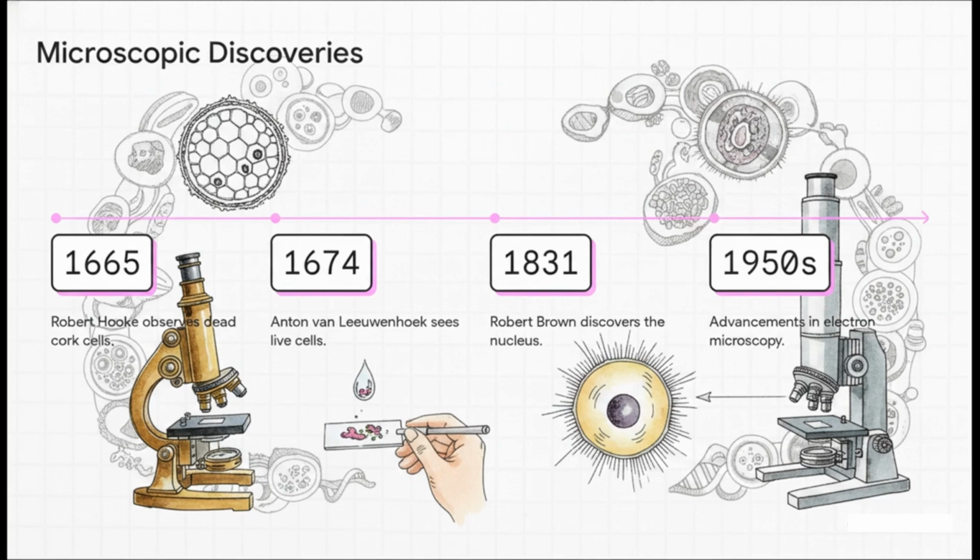Fast forward a bit to 1831, and Robert Brown peered deep enough to discover the dense center, the nucleus. But here's the wild part. It wasn't until the 1950s, nearly 300 years after Hooke, that advancements in electron microscopes finally revealed the truly minute details. I'm talking about hidden organelles like ribosomes, the tiny factories responsible for making proteins, which are literally just 15 to 20 nanometers across. No way you're seeing that with an early microscope.